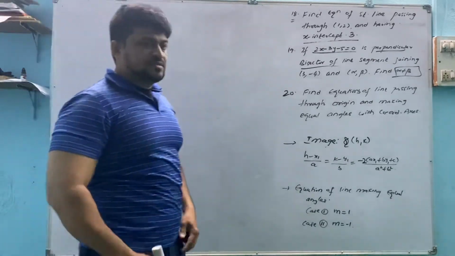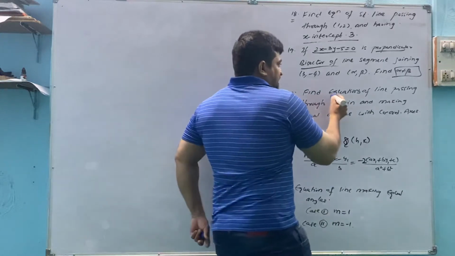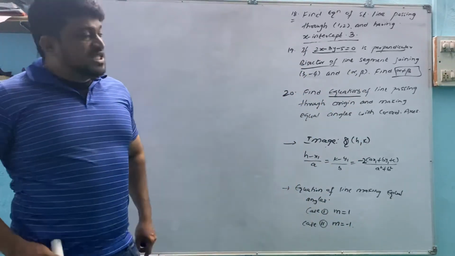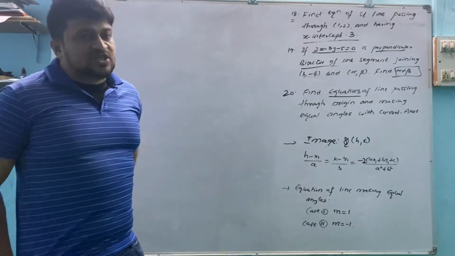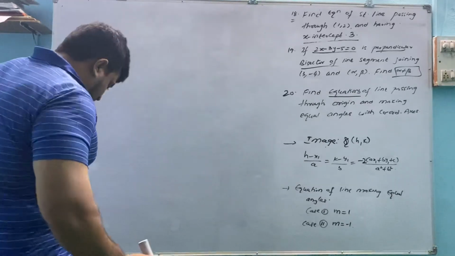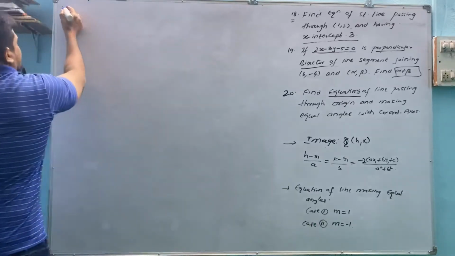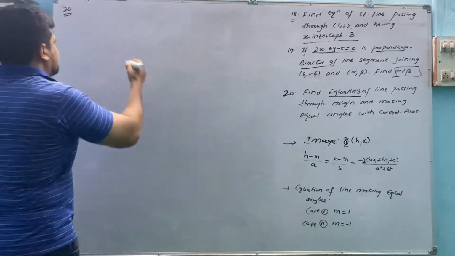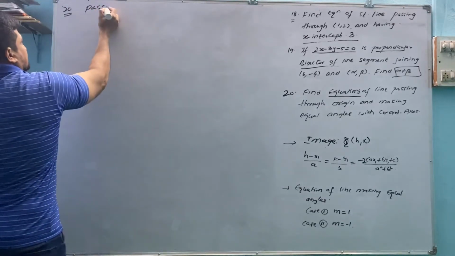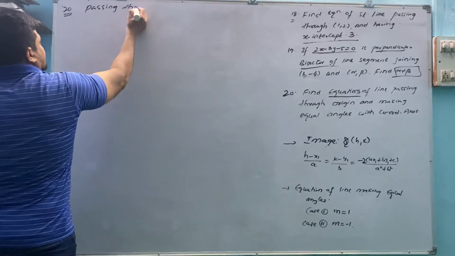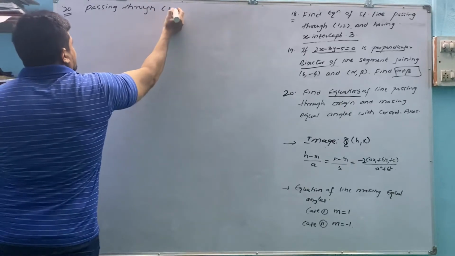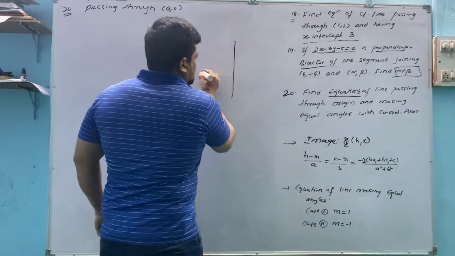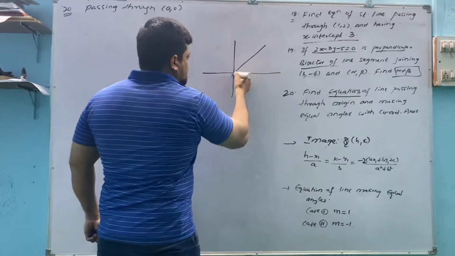Next one is find equations. If you find this one, plural form is given, equation is single line, equations means two lines, passing through origin is mentioned to us. So what we'll do, find equation of line passing through origin. Zero comma 0. So the line passing through origin, two lines are there.